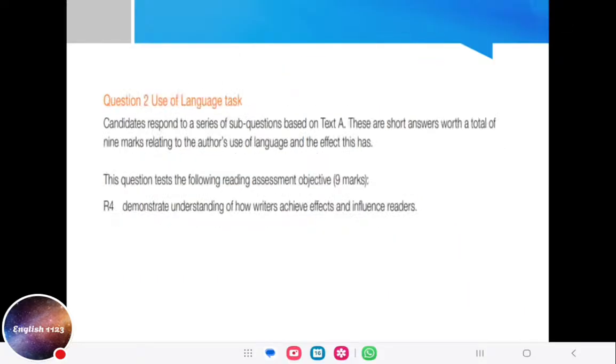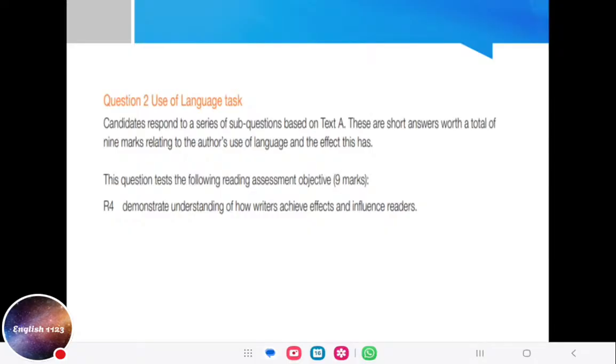Now the next question is question number 2. That is use of language task. Candidates respond to, again, the same text A. The first task was question number 1, comprehension task. The second task is use of language task. Candidates respond to a series of sub-questions based on text A. These are short answers worth a total of 9 marks relating to the author's use of language and the effect this has. This question tests the following reading assessment objectives, 9 marks.